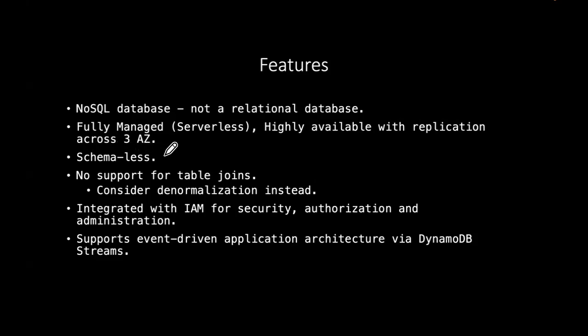Schemaless means in this case you could have two records in a table, let's use the relational terminology, and they could have completely different structures. That's allowed in MongoDB as well, actually, but that's what we mean by schemaless.